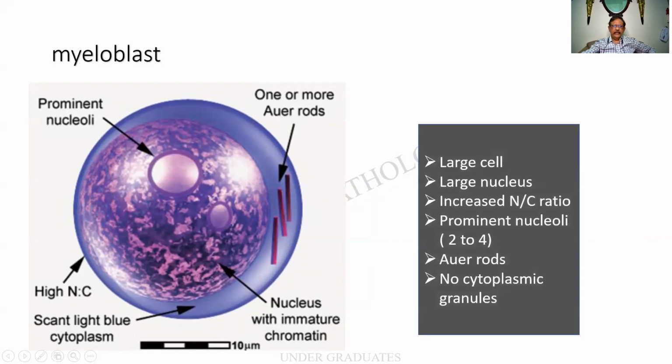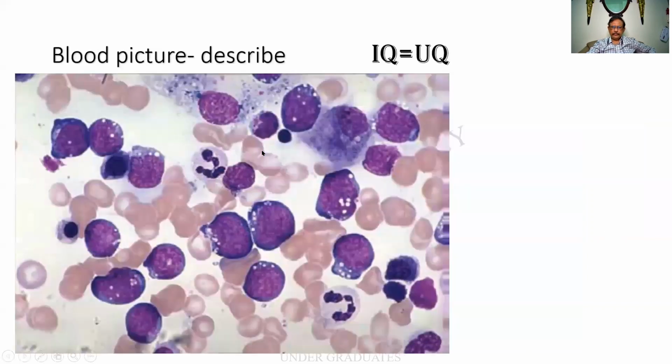And they are again summed up in this. Large cell, large nucleus, increased nuclear cytoplasmic ratio, prominent nucleoli or Auer rods, and no cytoplasmic granules in the myeloblast. And IQ is equal to UQ. I always say the question that you omit is your university question. Do the common things first and the rest will take care of themselves.